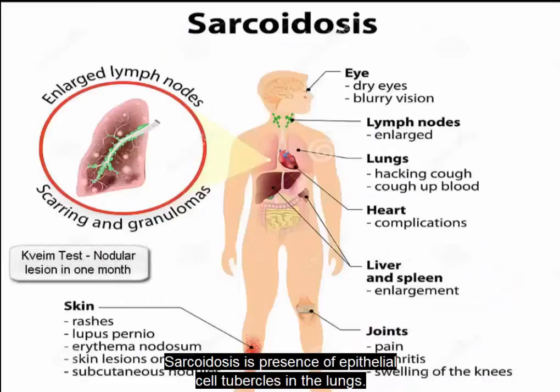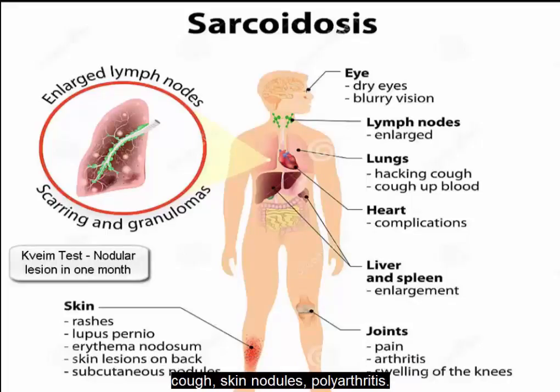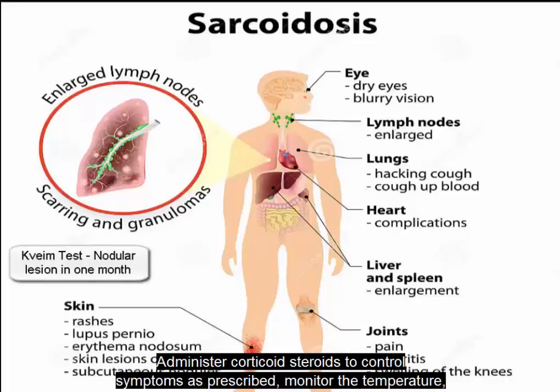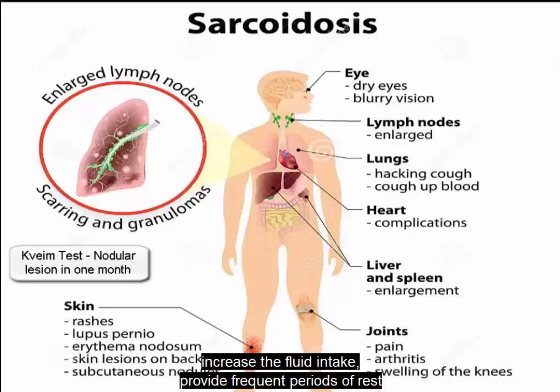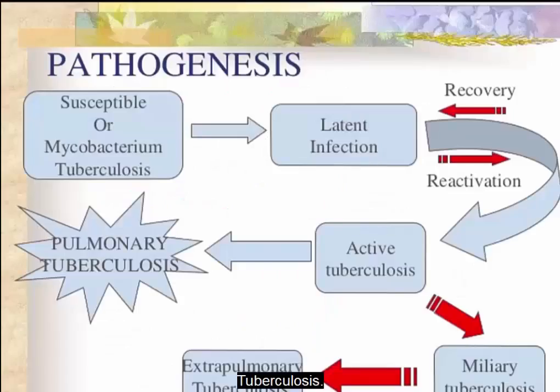Sarcoidosis is presence of epithelial cell tubercles in the lungs. Nursing assessment could see the patient with night sweats, fever, weight loss, cough, skin nodules, polyarthritis. A Kveim test causes a local nodular lesion in about 1 month. Administer corticosteroids to control symptoms as prescribed, monitor the temperature, increase the fluid intake, provide frequent periods of rest, and encourage small nutritious meals.